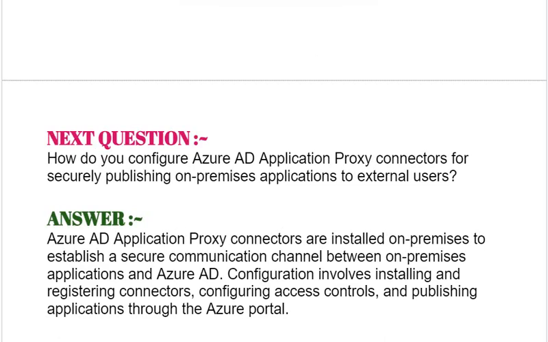Our next interview question is: how do you configure Azure AD application proxy connectors for securely publishing on-premises applications to external users? Your answer should be Azure AD application proxy connectors are installed on-premises to establish a secure communication channel between on-premises applications and Azure AD. Configuration involves installing and registering connectors, configuring access controls, and publishing applications through the Azure portal.